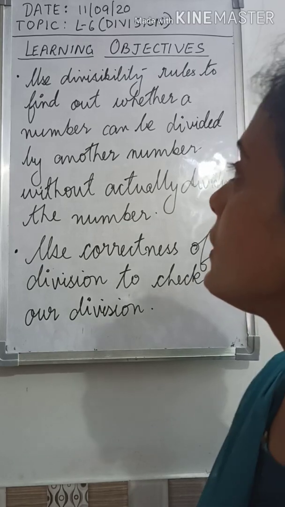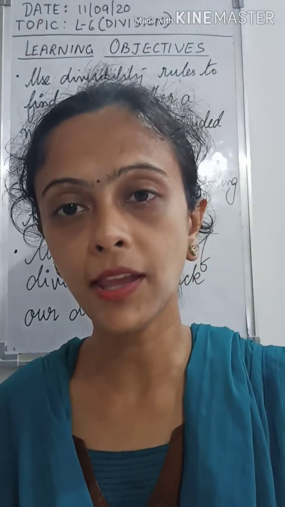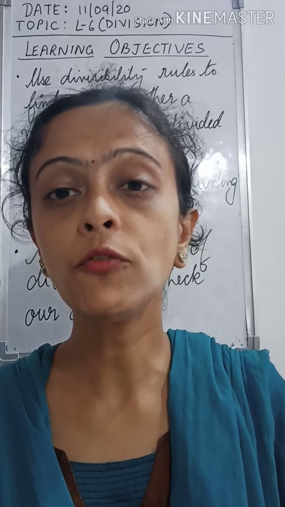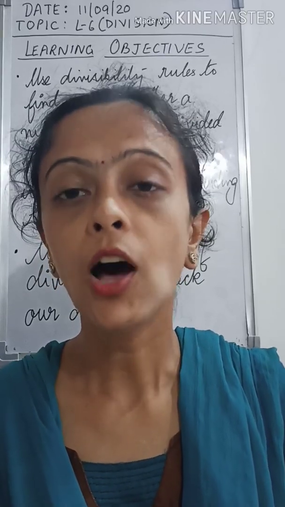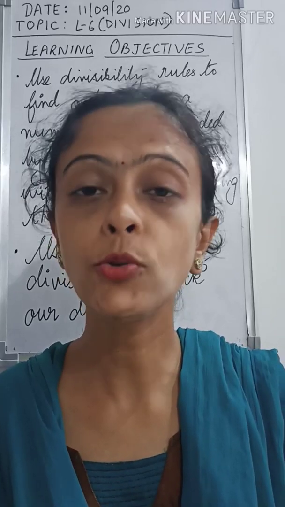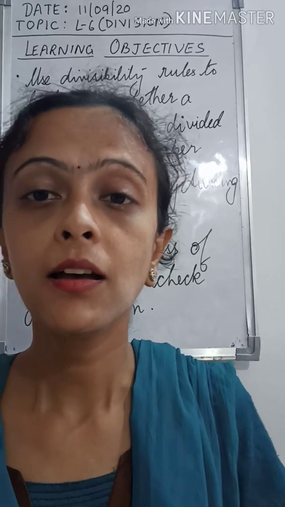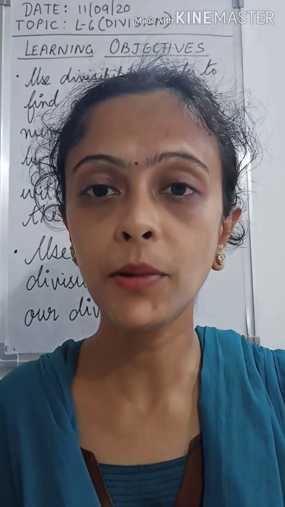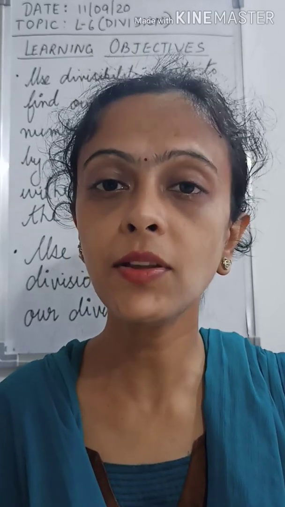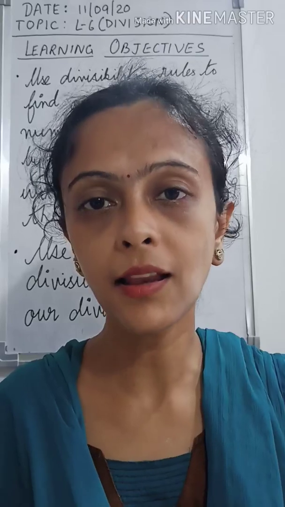Okay, so children, before I start the class, let me just go for a small recap of whatever we have learned in our earlier classes. We have learned about factors, multiples, how do we divide a number, how do we find out factors, how do we find out multiples, then how do we check the correctness of division. A little bit we have discussed about those also, and we have also discussed about the divisibility rules. So now with this we are going to start the class for today.